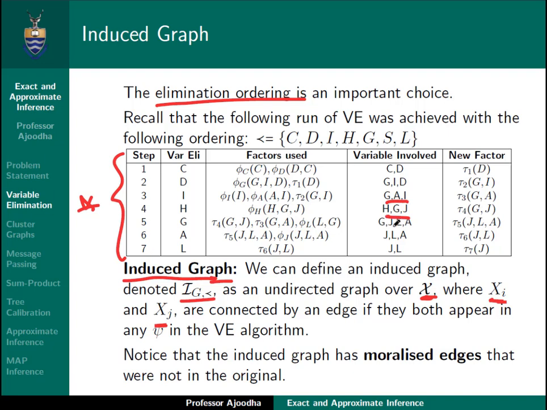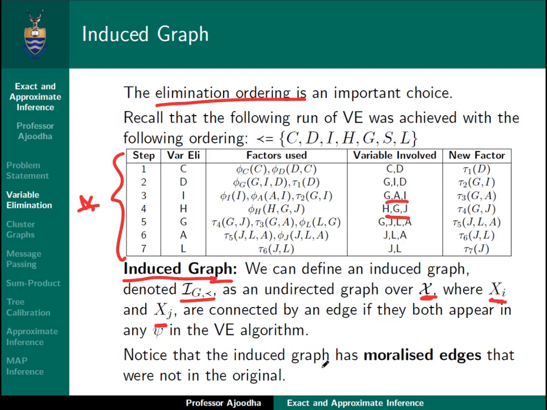In other words, G is connected to J, L, and A. J is connected to G, L, and A. L is connected to G, J, and A. A is connected to G, L, and J. So we do this for all of them, and that becomes our induced graph. So I can ask you to draw an induced graph from a run of variable elimination.